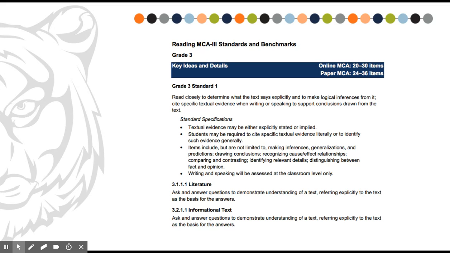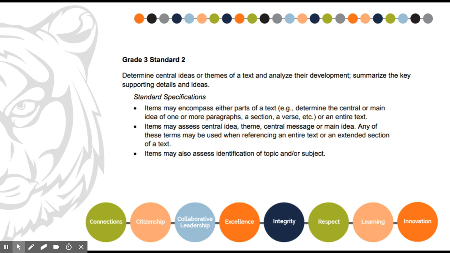So the question, is this text written as fact or opinion, is a good question, but also what can you infer from this text is a good question for students to practice over and over with different text. I also notice in third grade that central idea, theme, central message, or main idea come up in questioning. Any of those terms could be used when referencing either an entire text or an extended section of text. Students will need to be able to talk about central idea, theme, central message, or main idea interchangeably and be able to apply those concepts to different sized texts.